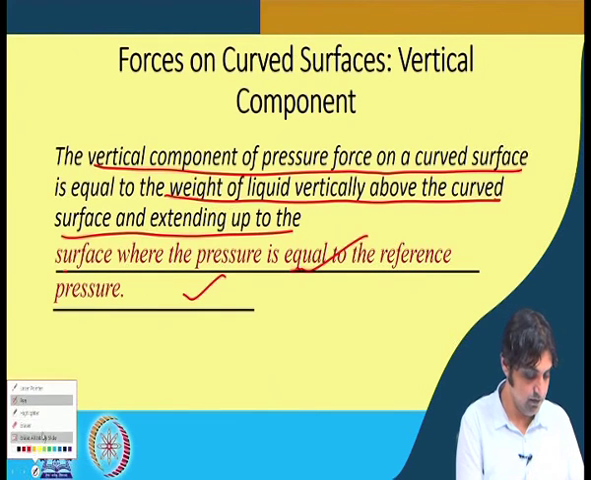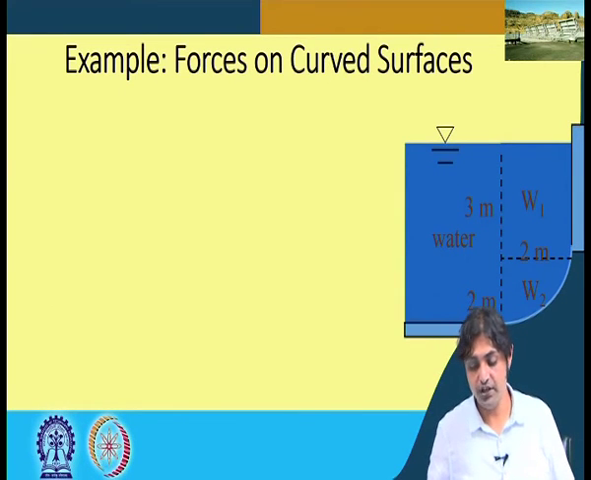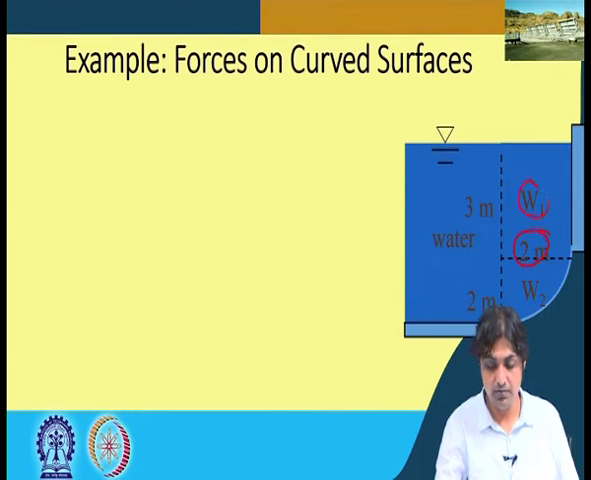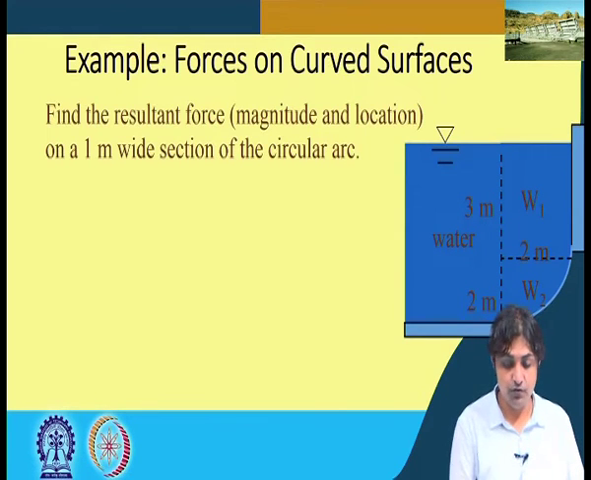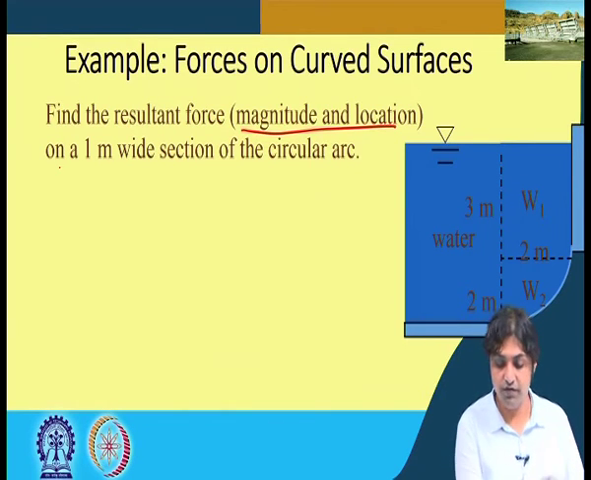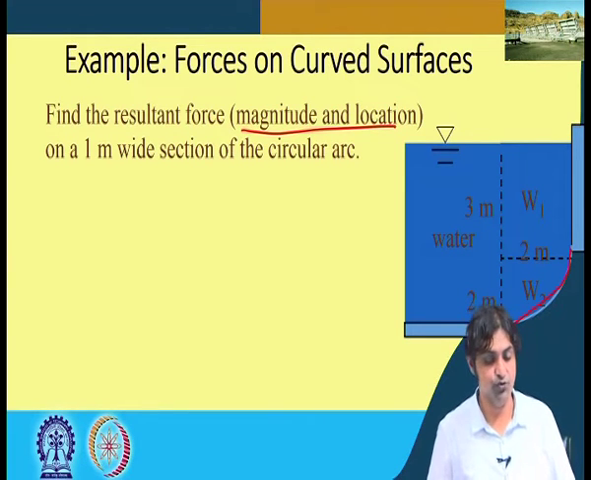So this is a gate, all the components are indicated. W1, W2, the lengths are indicated, 2 meters, 3 meters, this is water, okay. So let me erase this. We have to find the resultant force, both the magnitude and location, on a 1 meter wide section of the circular arc. So actually this is 1 meter wide in the other direction, not shown here.